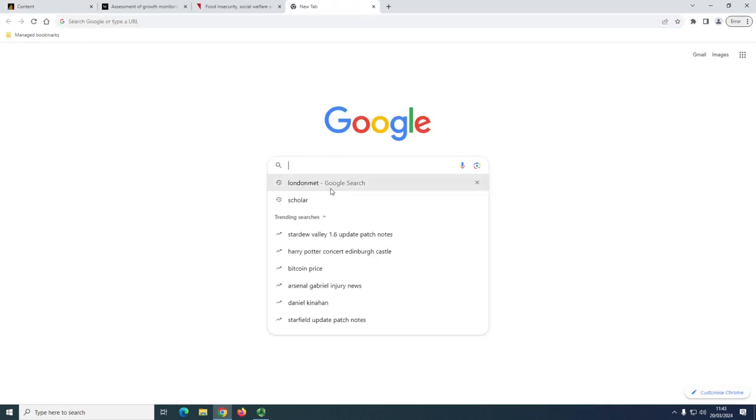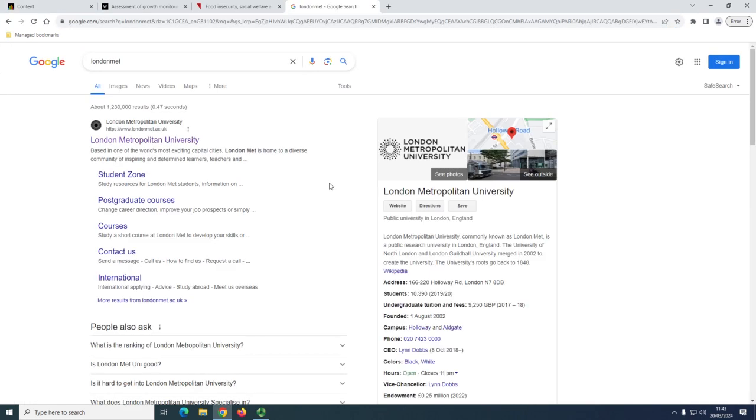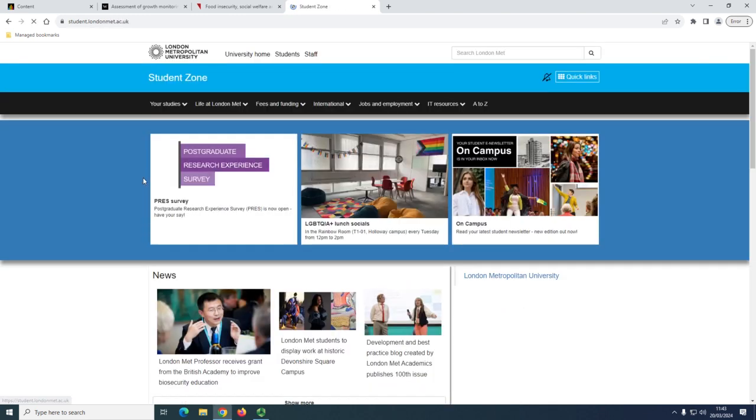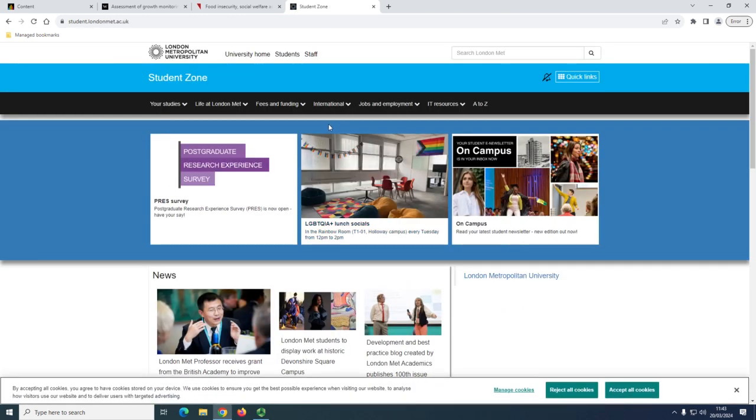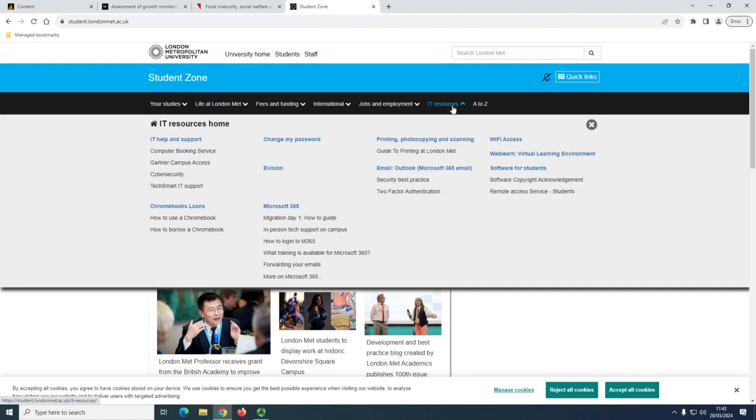Go to your, if you've already opened SPSS, don't worry about these steps, but if you haven't yet, follow me along. So in any browser you like, go to your student zone where you access everything for your studies. It might ask you to log in. And then here under IT resources, you've got a button for remote access service for students.